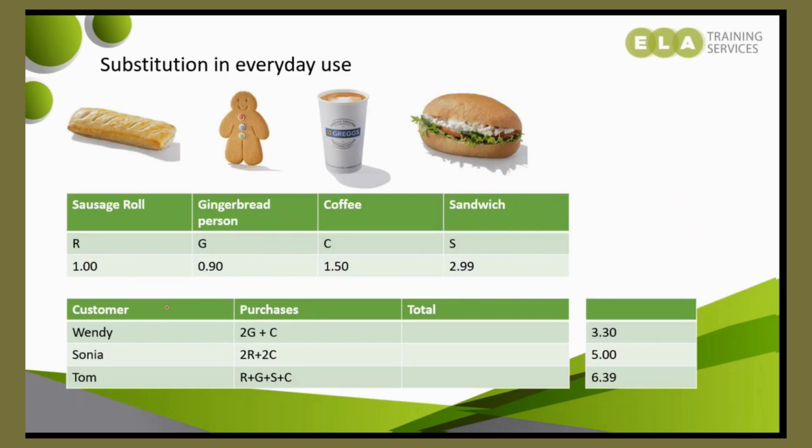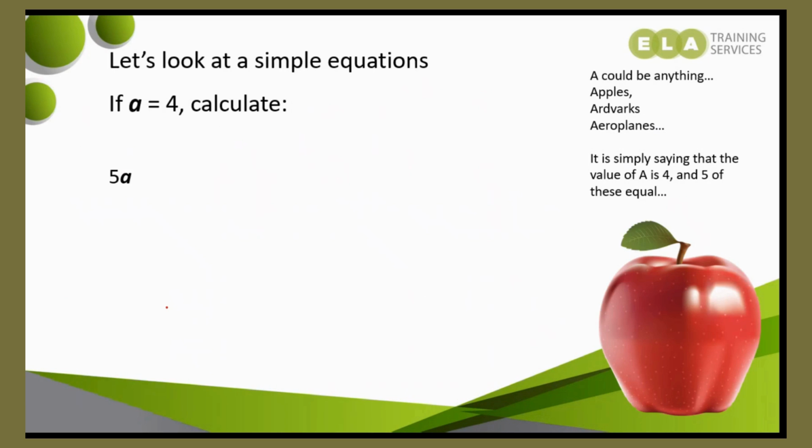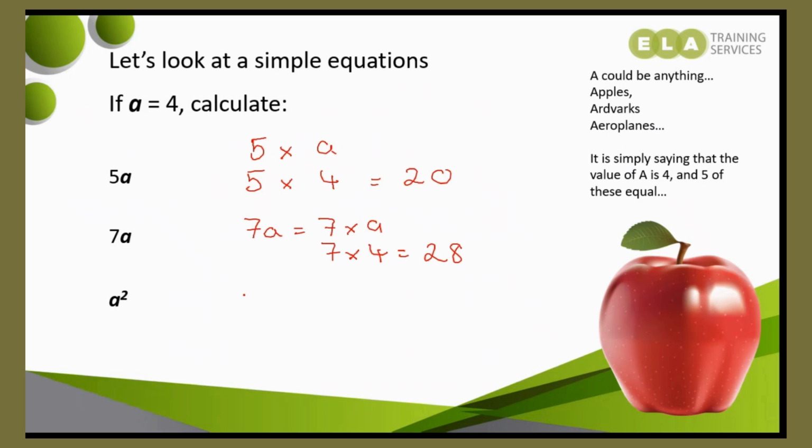I'm just going to flick through some bits here. We're going to look at simple equations first. So now we're saying if A equals 4, what would 5A be? The easiest way is to write the 5 times A out first, then underneath rewrite it with your A being 4. So 5 times A is 5 times 4, which is 20. Then 7A equals 7 times A, which is 7 times 4, which is 28. And our last one, A squared equals A times A. We know A is 4, so 4 times 4 leaves us with 16. A nice simple way of doing it is breaking it down for yourself so you know which one is which.